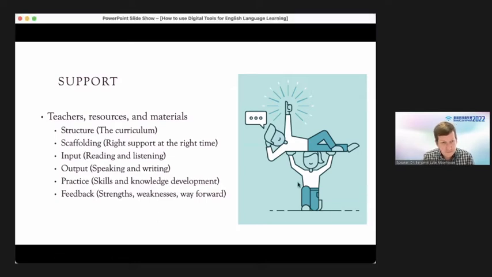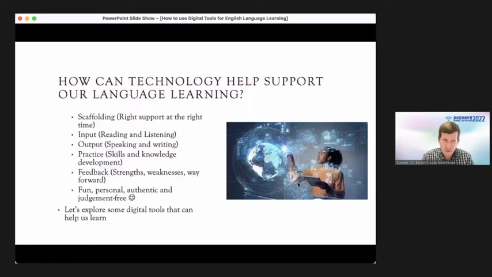So technology can also help us with all of these things as well. It can help us scaffold, okay? So it can give us more support if we don't have the support that we need. It can give us input. There's lots and lots of websites and materials now on the internet that we can use to give us access to different texts. So we can read different texts, we can listen to different texts. It gives us a chance for output, okay? So we can practice speaking, we can practice writing, it can support our speaking, it can support our writing. It can give us individual skills practice on things like vocabulary and grammar.